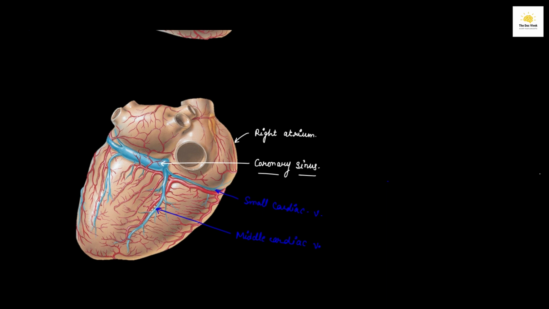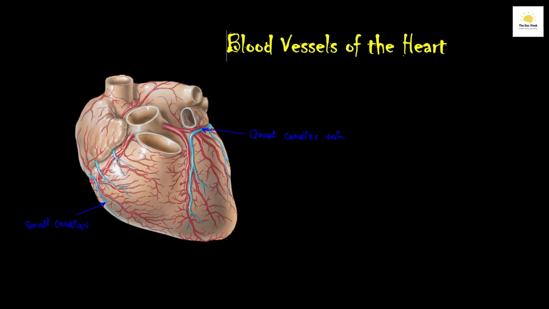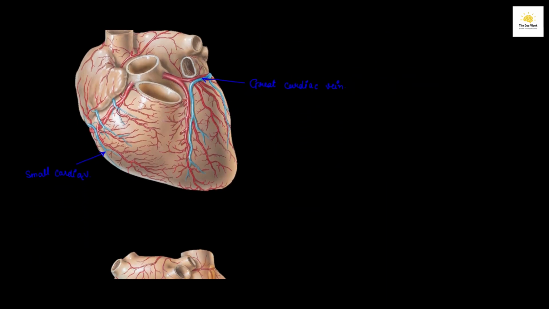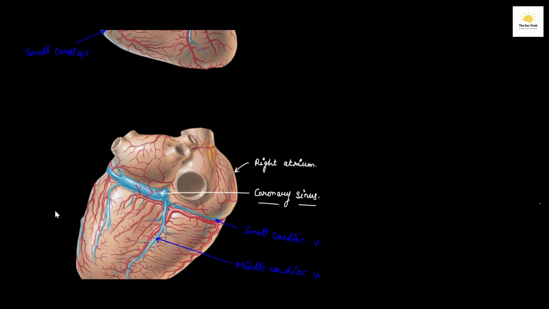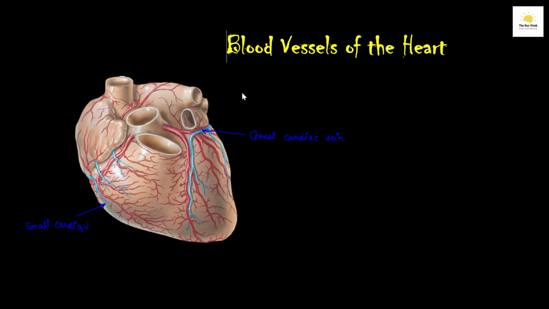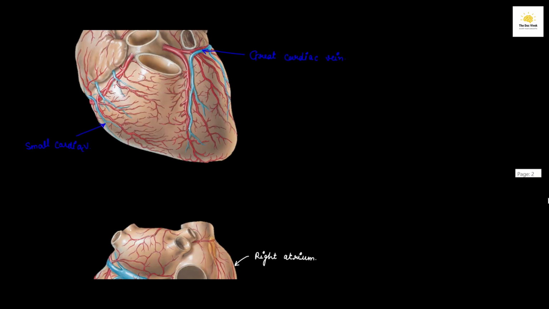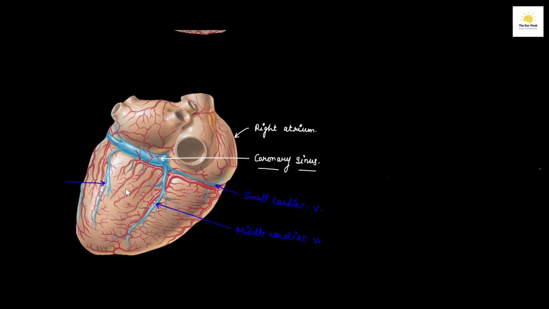Now the fourth important or fourth major vein which drains the heart is the posterior vein of the left ventricle. This is the posterior surface. Don't be confused that this is the anterior surface, with the right ventricle on this side and the left ventricle on that side. If we turn it around, the left ventricle will be on this side and the right ventricle will be on this side. So this is the posterior vein of the left ventricle.